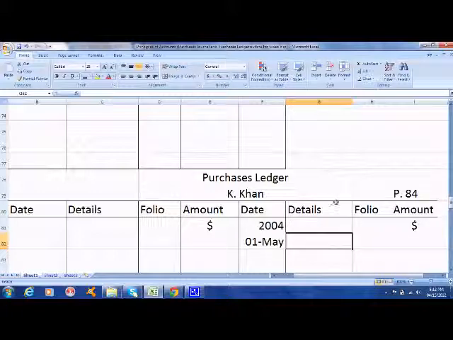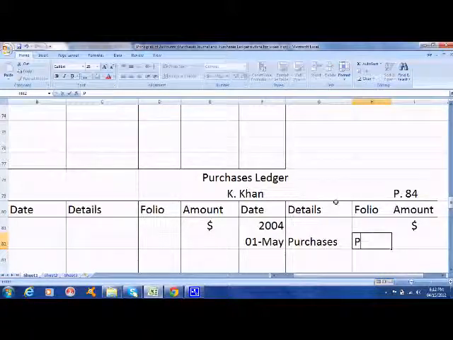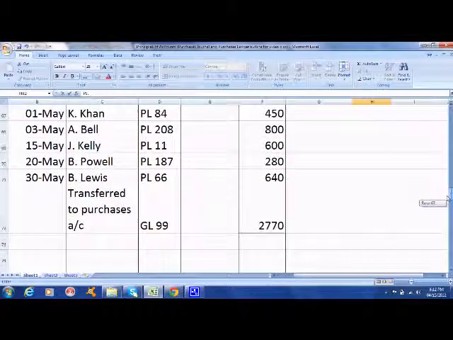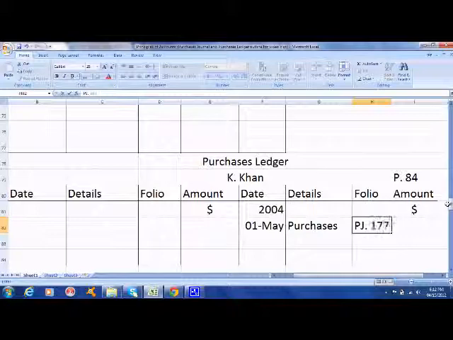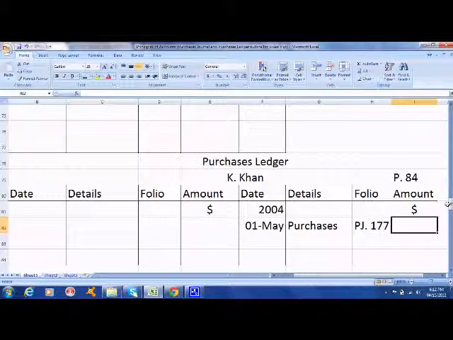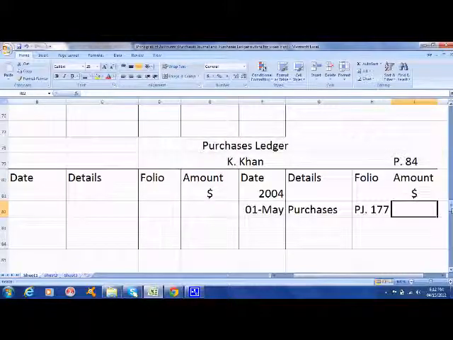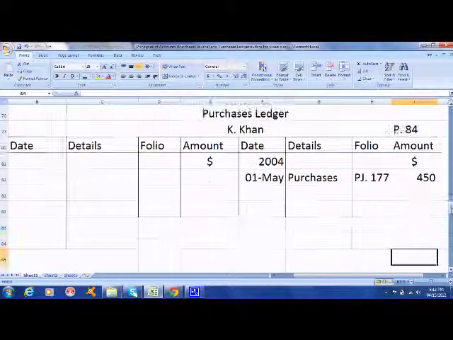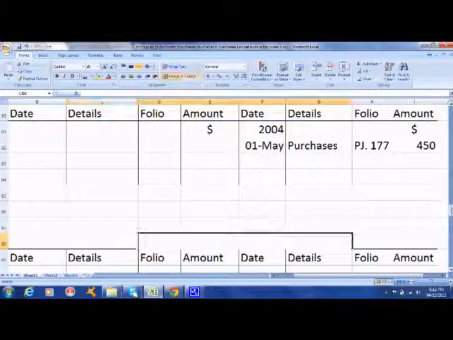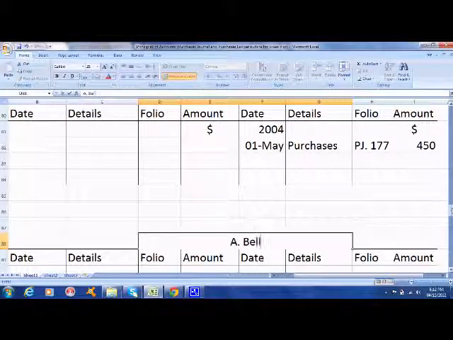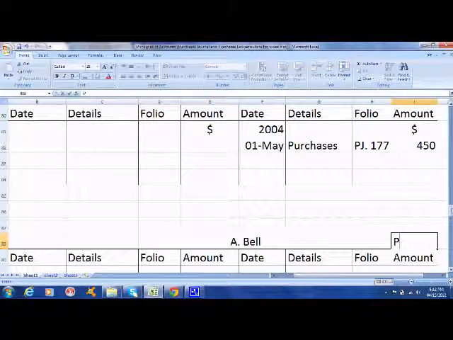In this column, we're going to write purchases. In this column, we're going to write PJ 177, and the amount which comes from here is 450. That's for that. We're going to do the same thing for the rest of them. The next person is Mr. A Bell. The page is what?